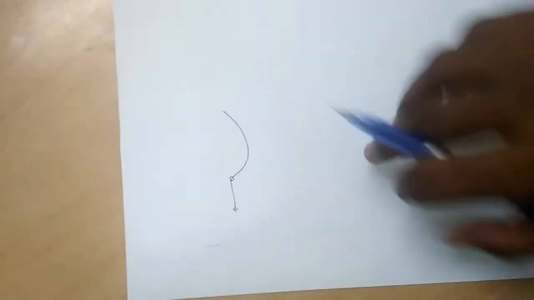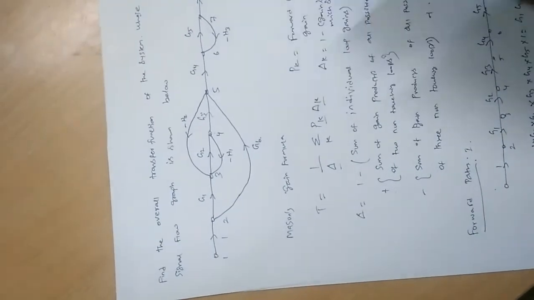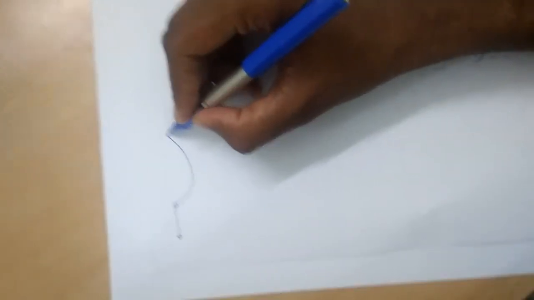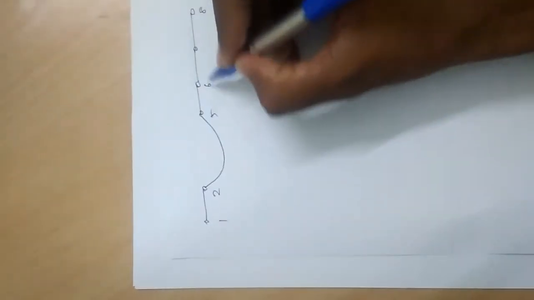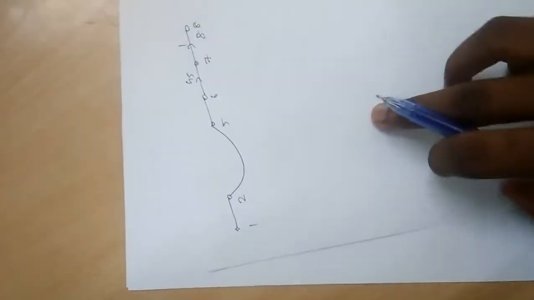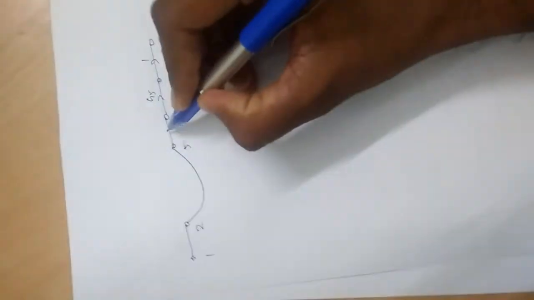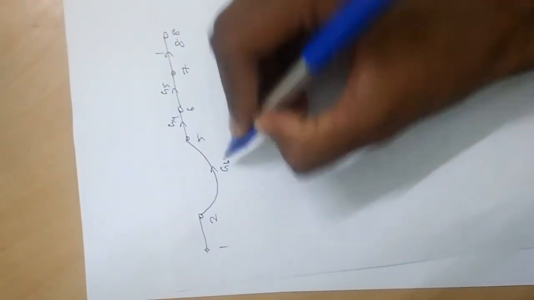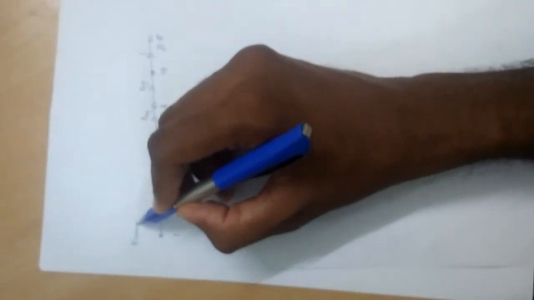Let me draw this. 1, 2, directly it goes to 5, 6, 7, 8. So 1, 2, 5, 6, 7, 8. So this is 1, and from 6 to 7 the gain is G5. From 5 to 6 it is G4, and this is G6, and this is 1. So this is the second forward path.